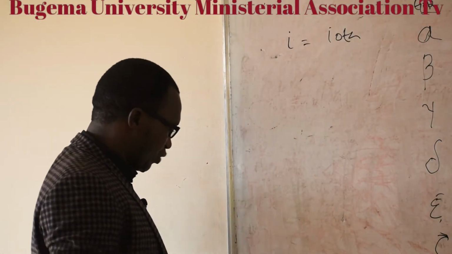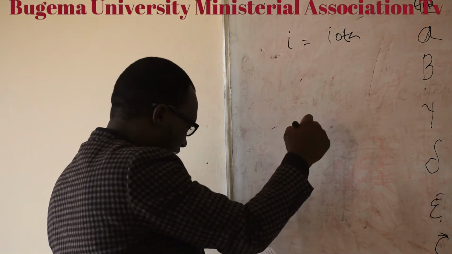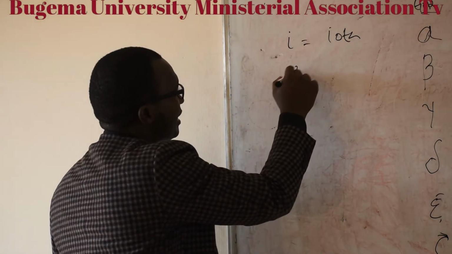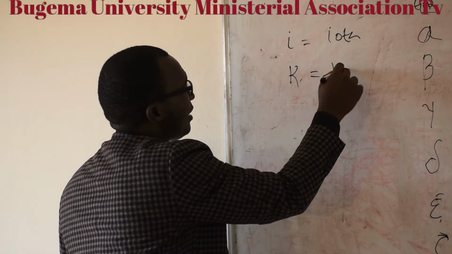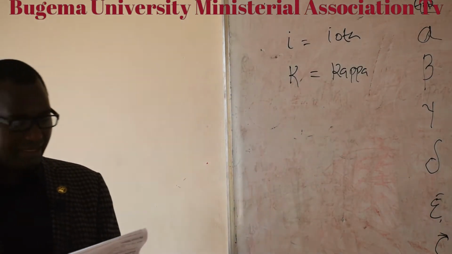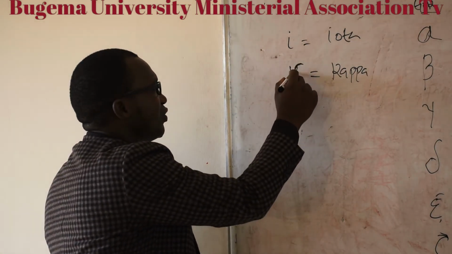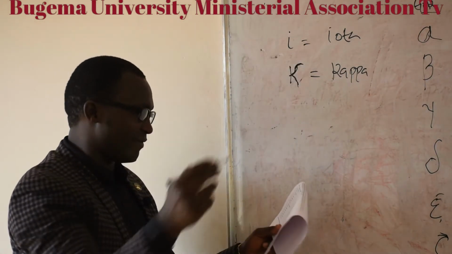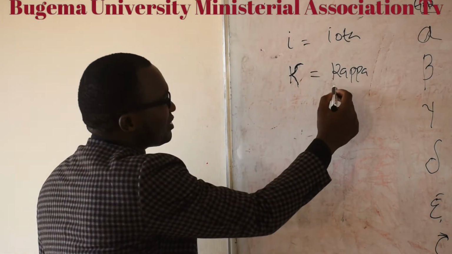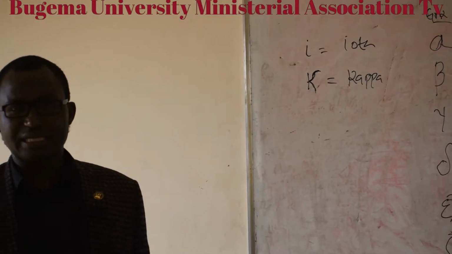Another one we need to understand is what is called the kappa. Kappa is written like this. This one is kappa. It appears like a K in the English, but the way these ones are written, you can see they are somehow having some curves. It's pronounced kappa.